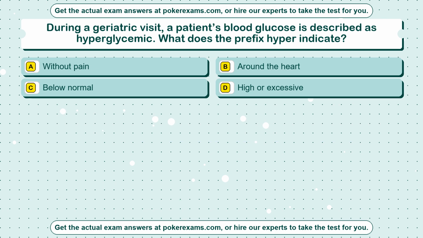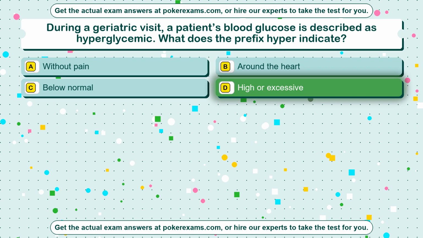Question 48. During a geriatric visit, a patient's blood glucose is described as hyperglycemic. What does the prefix hyper indicate? Option A, without pain. Option B, around the heart. Option C, below normal. Option D, high or excessive.